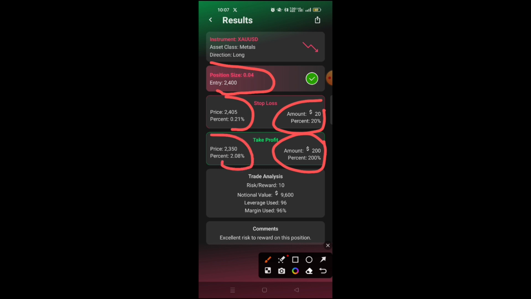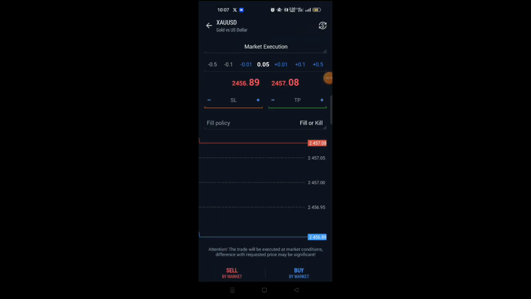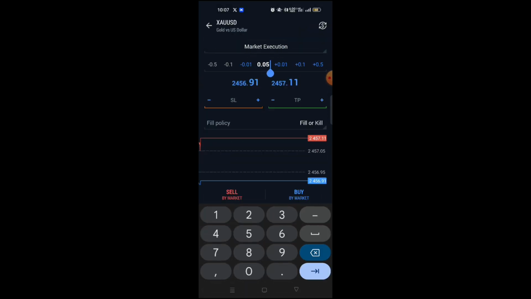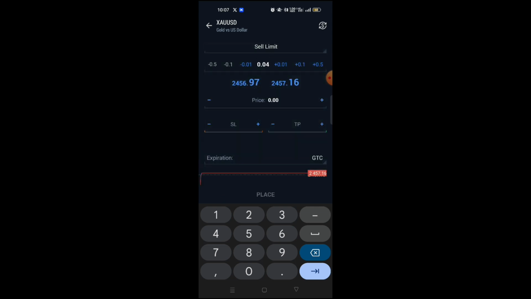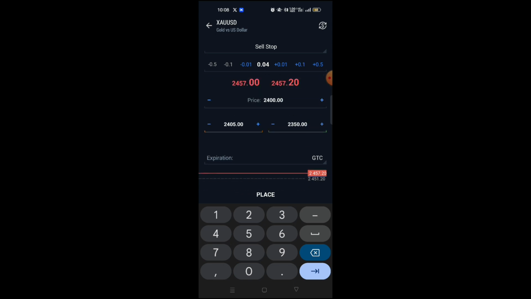So let me go to MetaTrader now and show you this practically. So now I'm in my MetaTrader, new order. You already know how to use MetaTrader. So my lot size now is 0.04. I'm selling, sell limit because I'm selling. So let me do the example now. 2400, SL 2405, TP 2350. But because the price is above, I have to use sell stop. So let me place it.